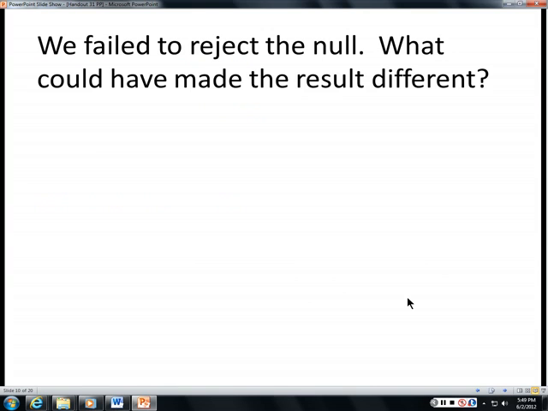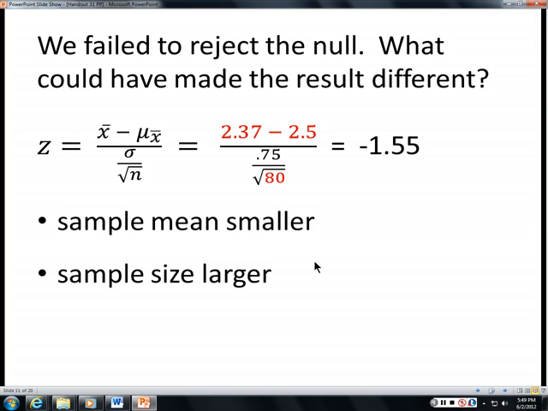Now, here's a question. We failed to reject the null. What could have made the result different? You might think about that for a second. And there's a couple things that would have made the result different. One is this sample mean could have been smaller. So it was 2.37, but a smaller number might have made this a smaller negative number and would have made that p-value smaller, would have meant that this was more unusual. There was more of a conflict between these two numbers here.